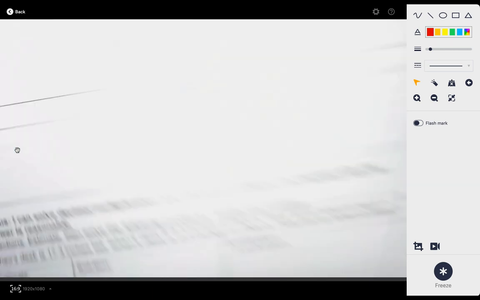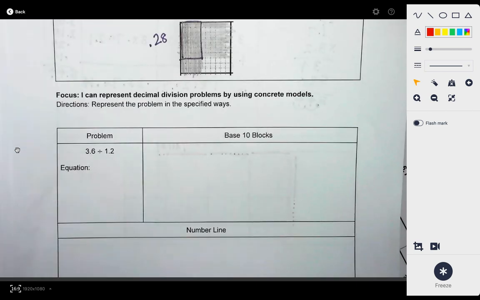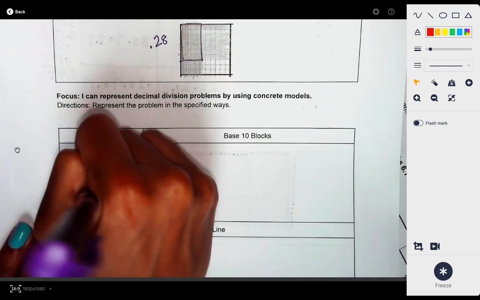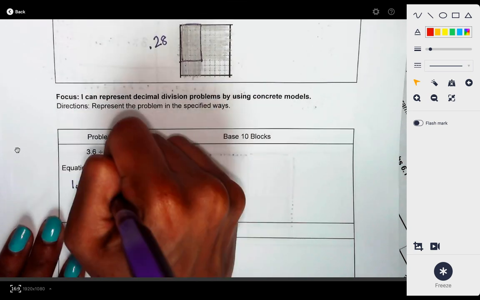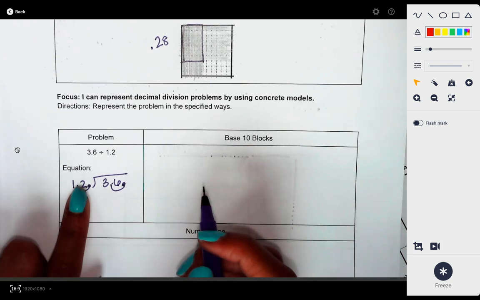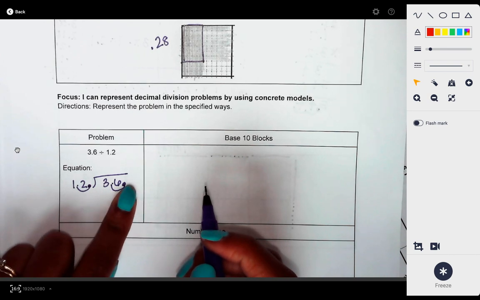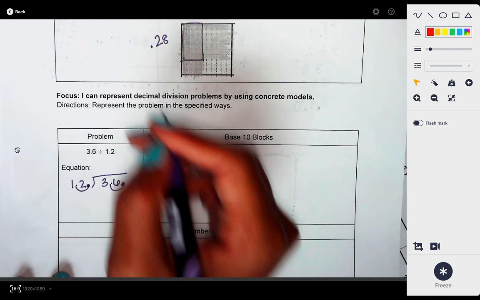Okay, I'm going to do one of these because both are pretty similar. So we're finding 3 and 6/10 divided by 1 and 2/10. So that's 1.2 divided by 3.6. We don't want this number to be a decimal, so I'm going to make it a whole number by moving the decimal point over to the right once. I'm going to do the same thing inside. So really what I'm asking is 36 divided by 12.